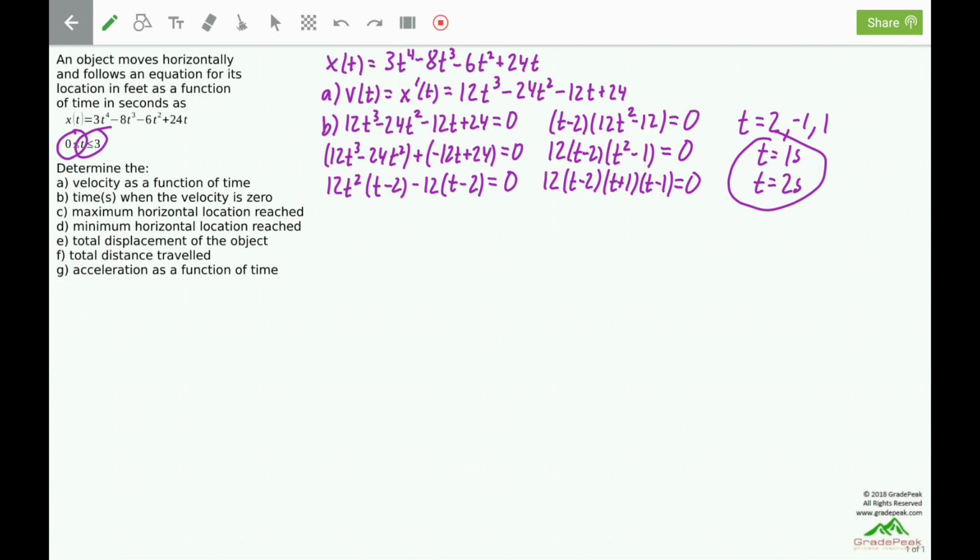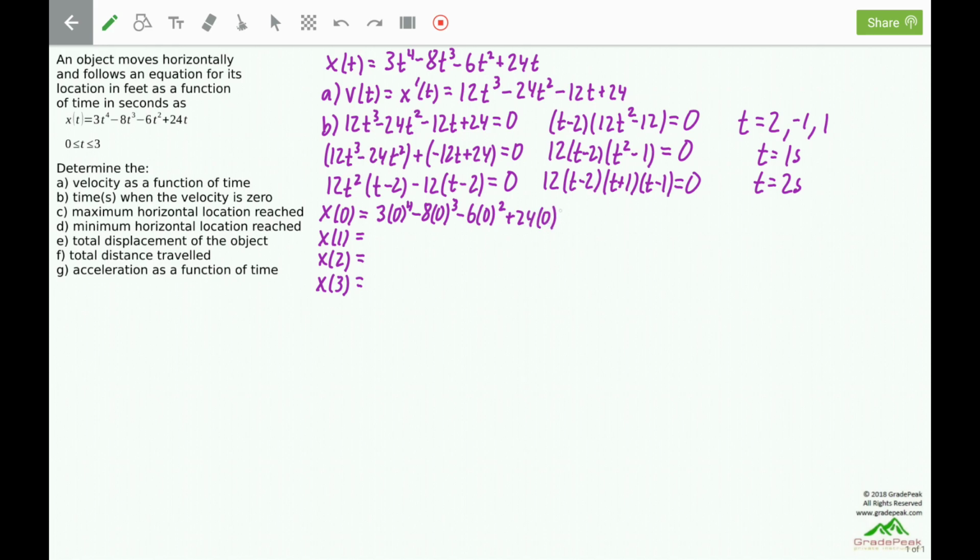To determine where it's going to happen, we're going to find the position at each of those times. The initial time 0, the turnaround or 0 velocity time of 1, the turnaround or 0 velocity time of 2, and then the final time of 3. Let's find the position at 0, the position at 1, the position at 2, and the position at 3. These are found by plugging the times into the position function. So x of 0 will be 3 times 0 to the fourth, minus 8 times 0 cubed, minus 6 times 0 squared, plus 24 times 0.